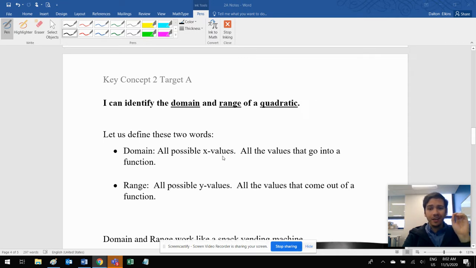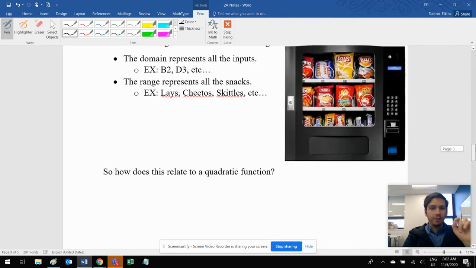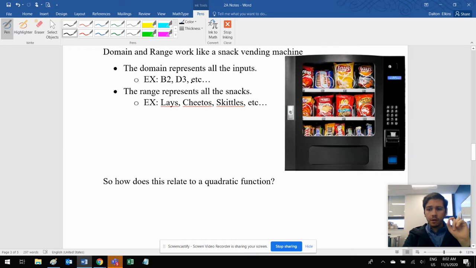It's all the values that go into a function. It's an input. The range is all the possible y values, all the values that come out of a function. So when you put a number into a function, some math happens to it, and then a new number comes out. This is actually pretty much the exact same as a snack vending machine. If you think about a vending machine like this, you put in like $1, and then you hit a button like B2. So that combination that you press would be the domain.